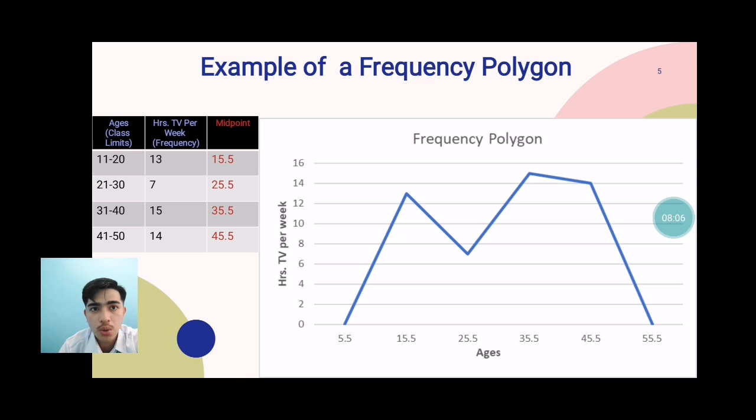All you have to do is compute the midpoint. The formula is to add the lower class limit plus the upper class limit, divided by 2. After getting the midpoint, you can connect the midpoint and the frequency. Your midpoint will be your x axis and the frequency will be your y axis. So let's continue.